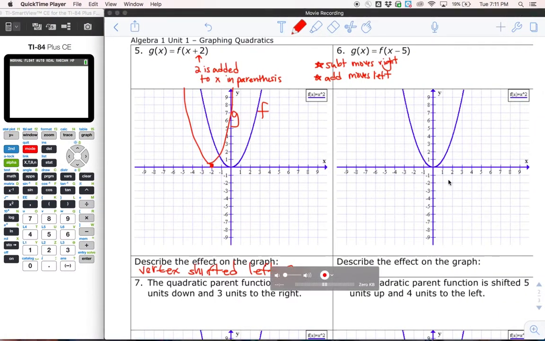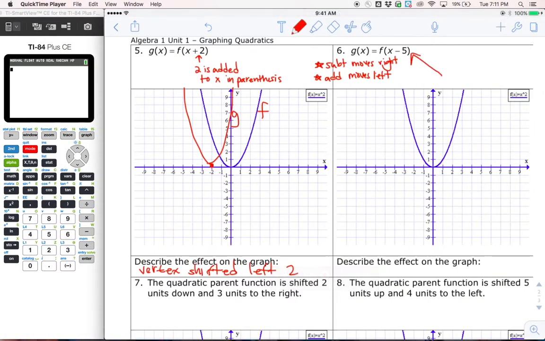So in our notes, right? We're going to write subtract 5 in parentheses. And we moved, shift right 5. All right. Again, the original was F. My new one is G.